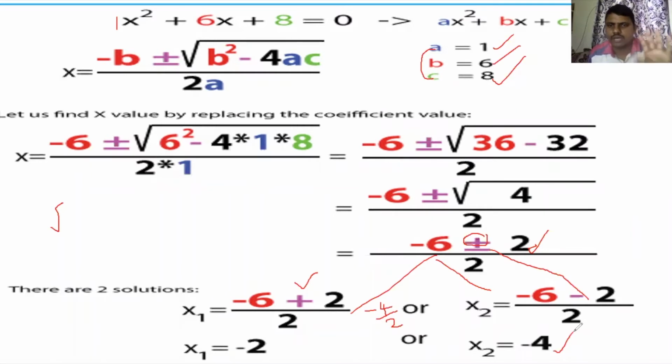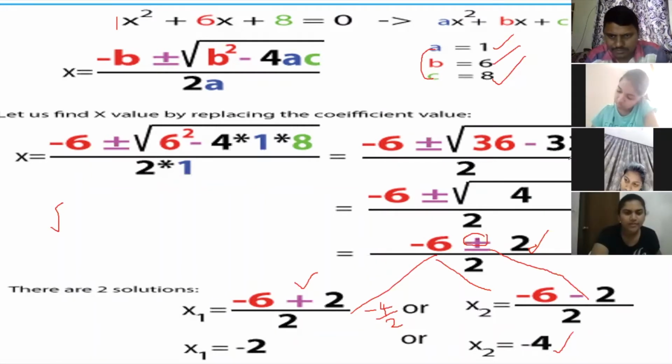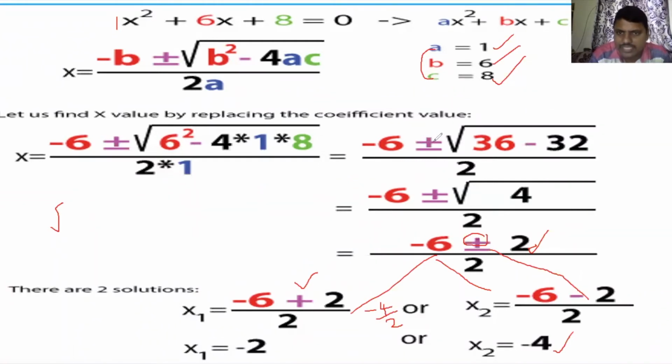Very simple sum, over. So there's a line under the plus. What does that mean? Where is that? Minus b plus over there, sir, in the formula. This is the indication of plus or minus: one time take the plus value, one time take the minus value.